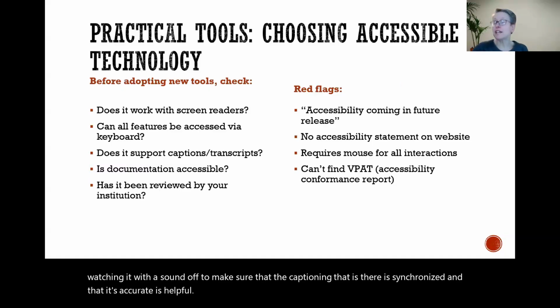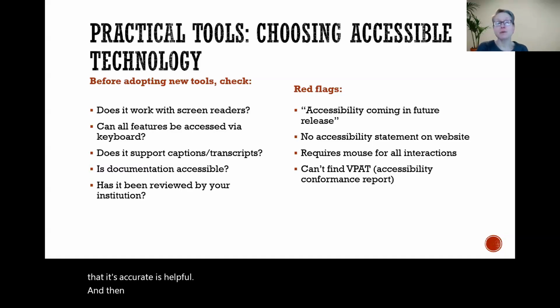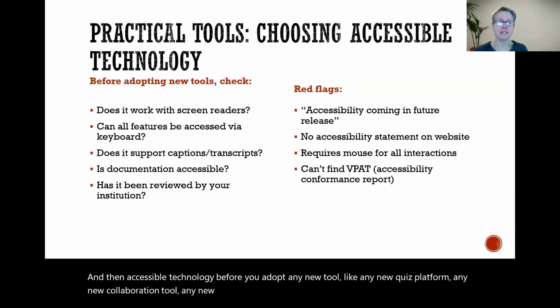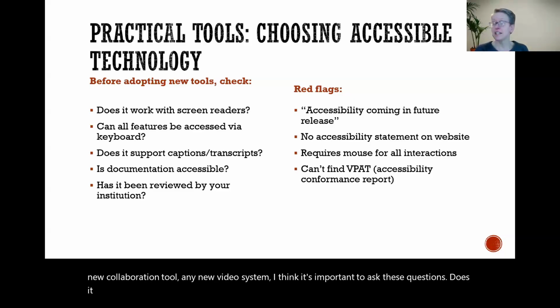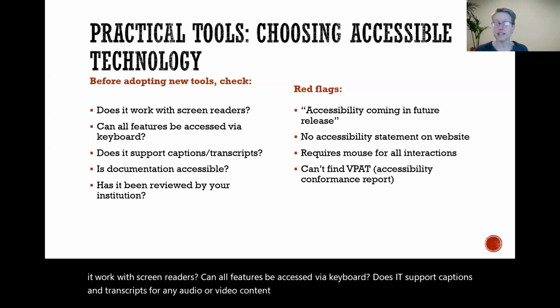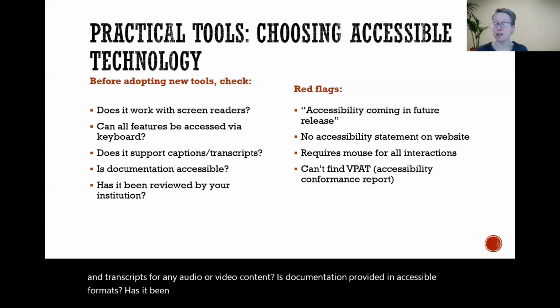And then accessible technology. Before you adopt any new tool, like any new quiz platform, any new collaboration tool, any new video system, I think it's important to ask these questions. Does it work with screen readers? Can all features be accessed via keyboard? Does it support captions and transcripts for any audio or video content? Is documentation provided in accessible formats? Has it been reviewed by your institution's accessibility office?